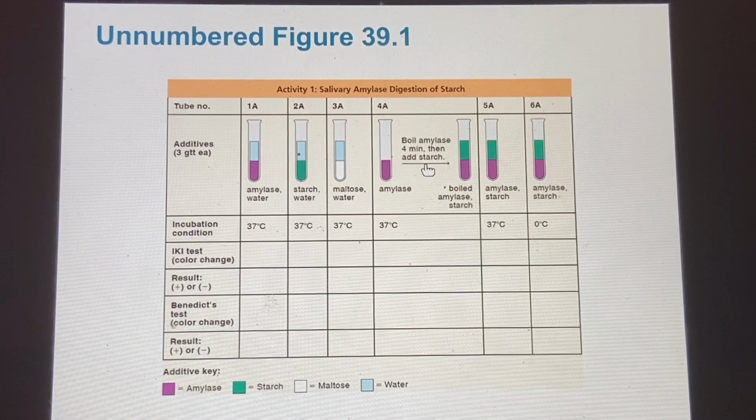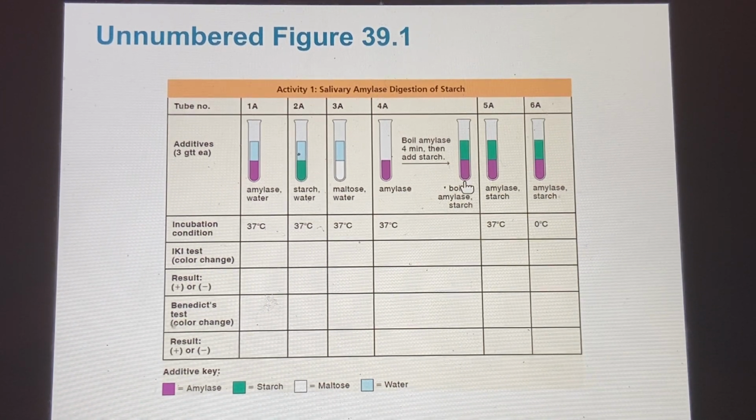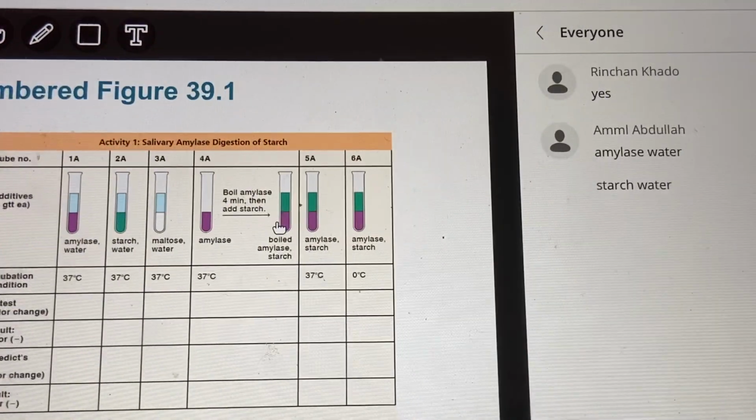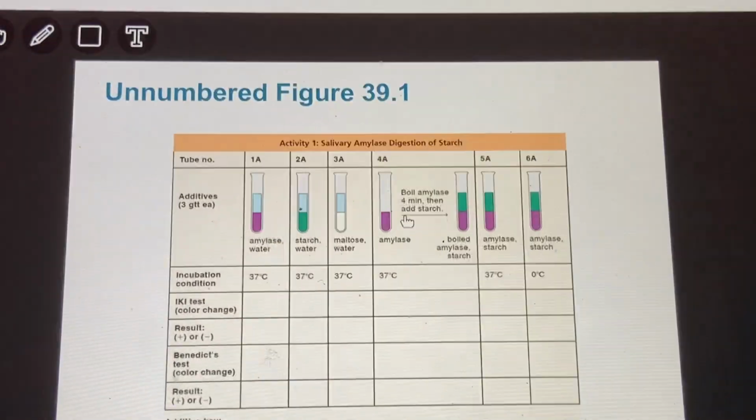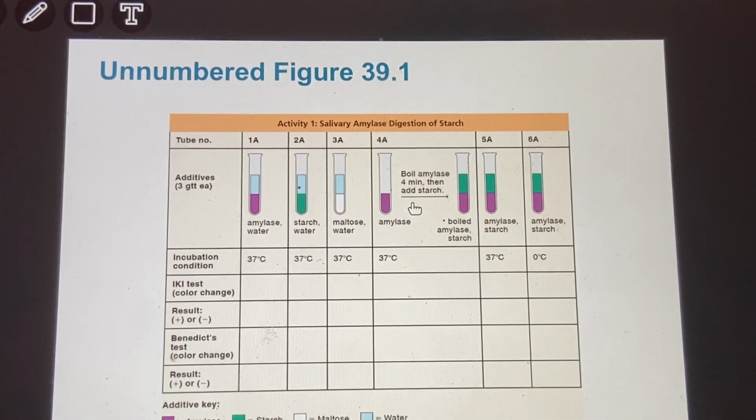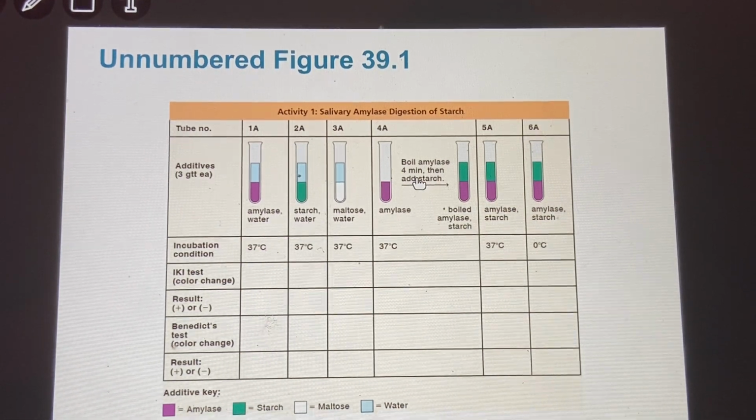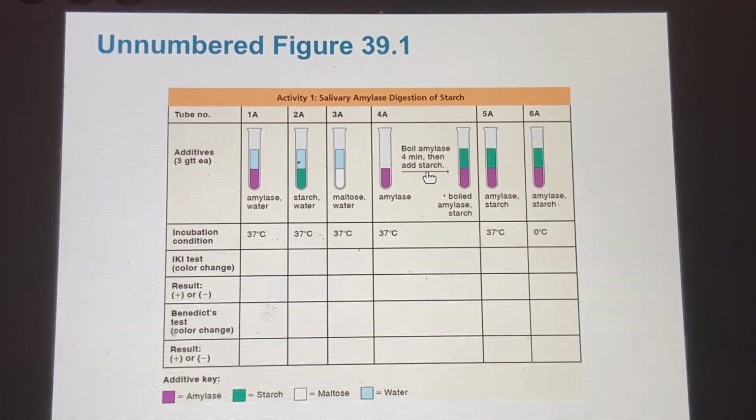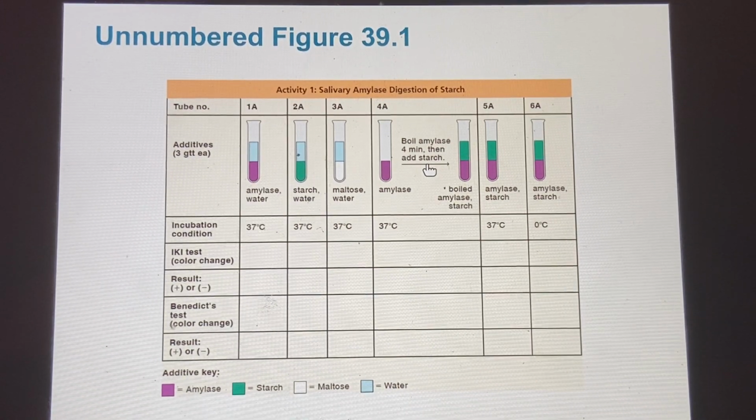So now, you boil that enzyme. What do you think will happen to that enzyme? It says there boiled amylase, and then you put starch. Will this enzyme work? No. So at least you know what's going to happen. This enzyme will not work because you boiled it for 4 or 5 minutes. You denature the enzyme. That's the term. It's like you're killing the enzyme. It cannot do its job. So this is 4A with a boiled enzyme.